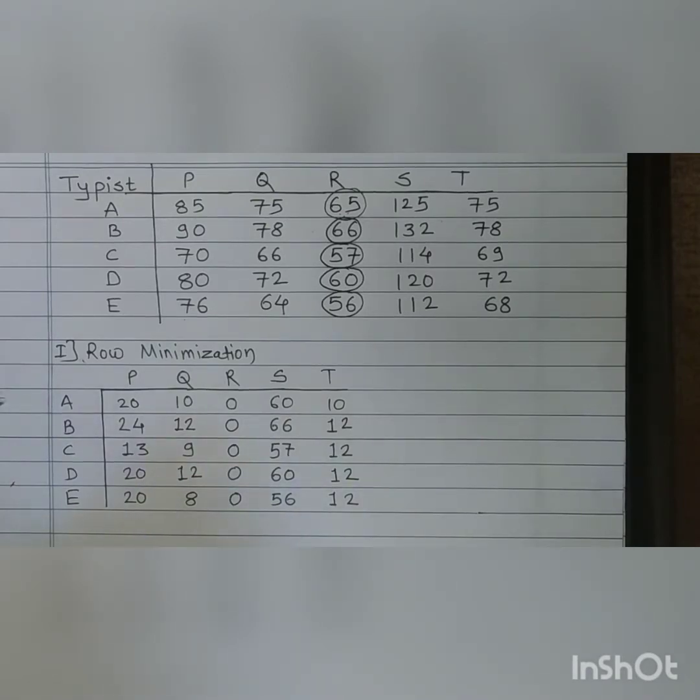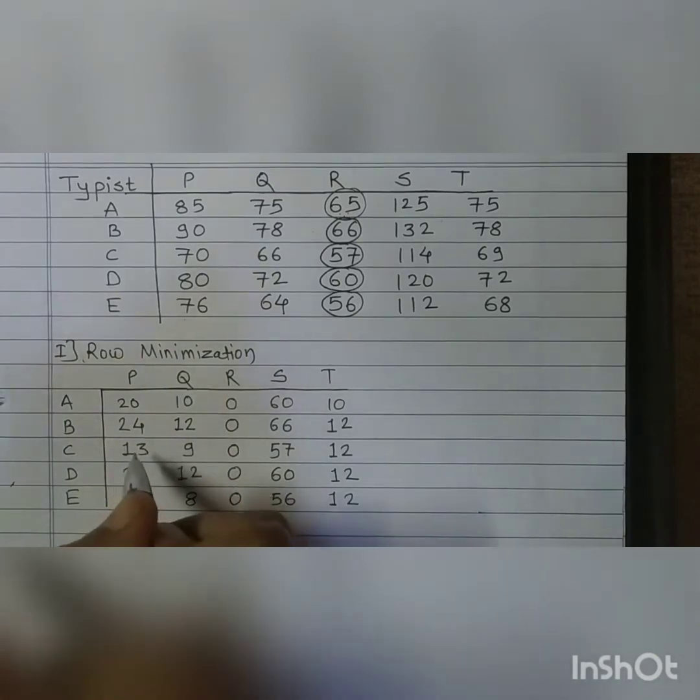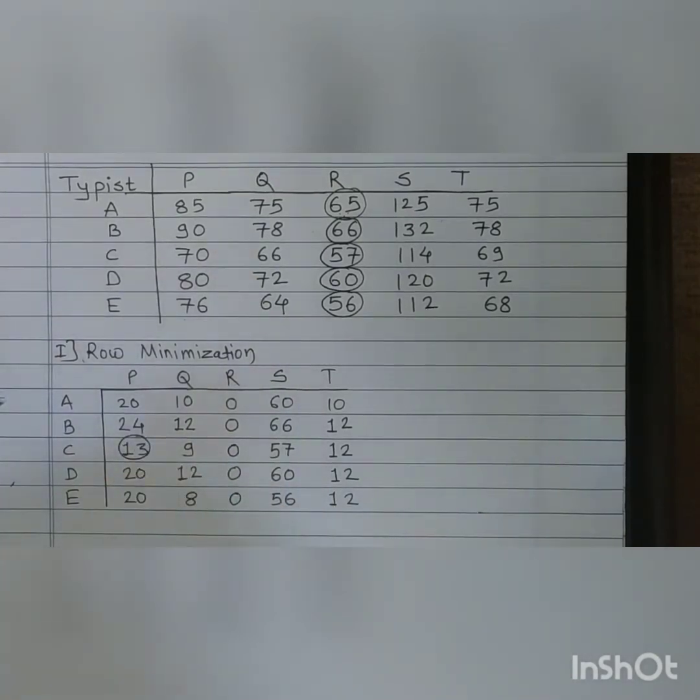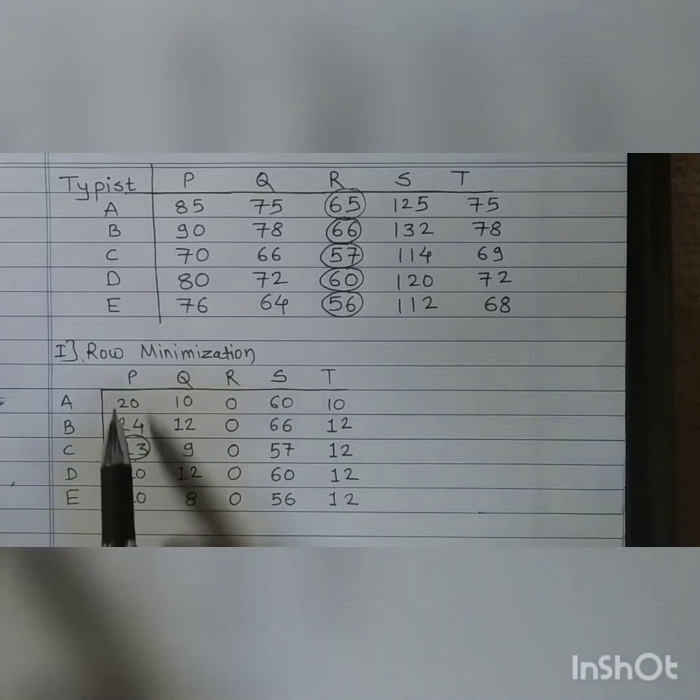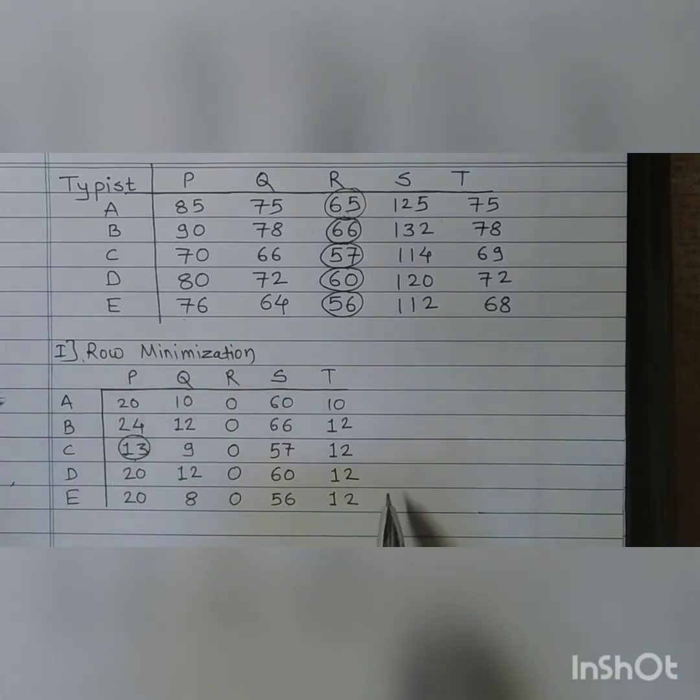After this step we will move towards the next step, that is column minimization. In column minimization you have to consider columns. Now consider the first column. Select the smallest element, that is 13. Now again you have to subtract this 13 from each and every element in the same column and construct another column.